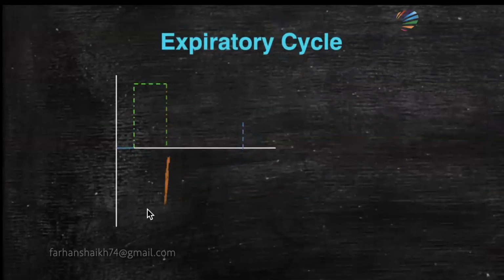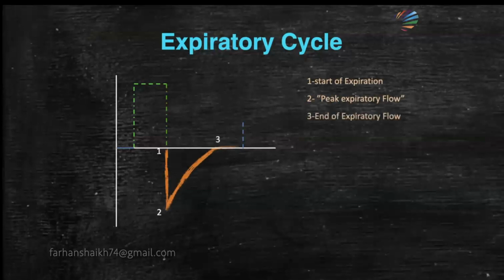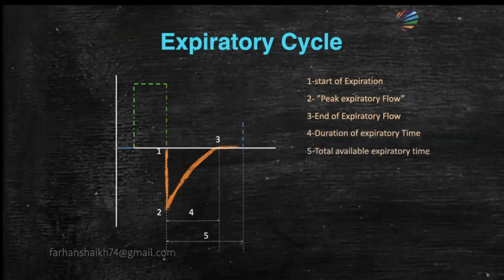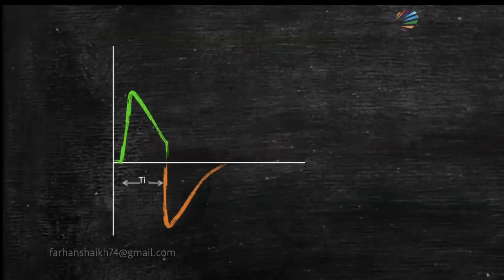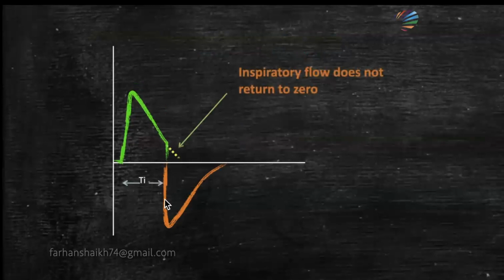Similarly, during expiration, we have beginning of expiration, then peak expiratory flow, then end of expiratory flow. So this is our duration of expiratory time, and this is total available time. When we look at this particular flow time scalar, we can notice that the inspiratory flow is not reaching the baseline and expiration has begun.